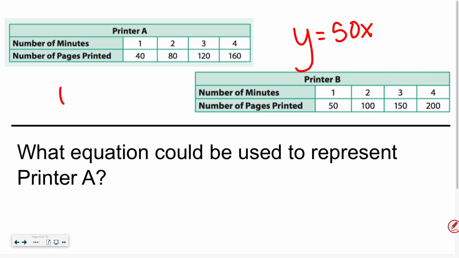And what does that equation mean? Ayan, what does the equation mean? Y equals 40x. Oh, for every 1 minute, 40 pages are printed. Perfect. For every 1 minute, 40 pages are printing. Excellent. Fantastic.